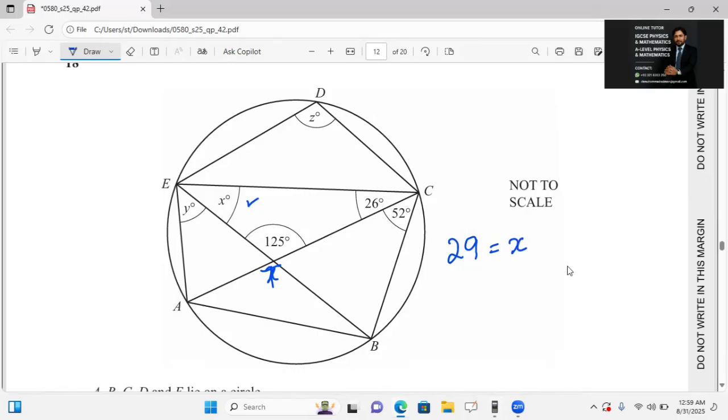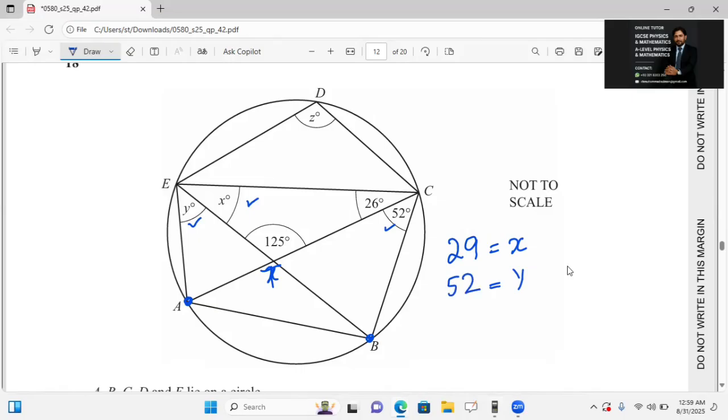Let's look for Y over there. Y is this. So the starting and ending point of AB make 52 here, and Y here, both are in the same segment of the circle. So Y is equal to 52 over there.